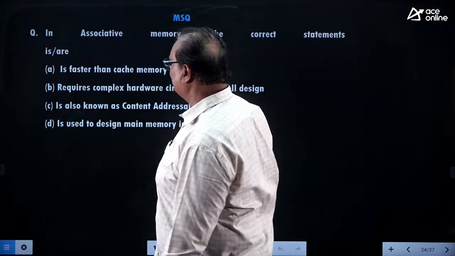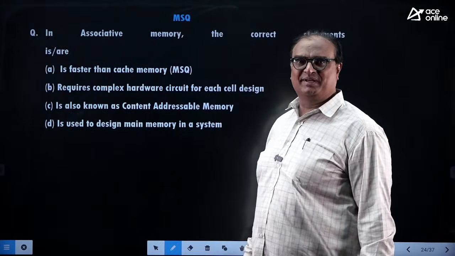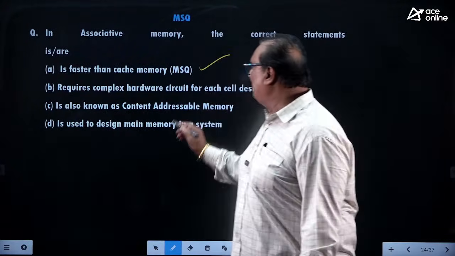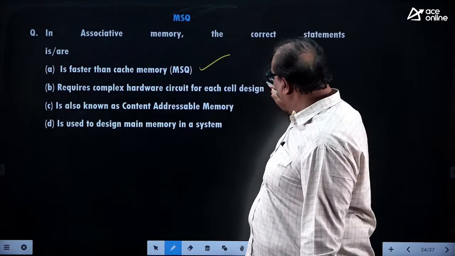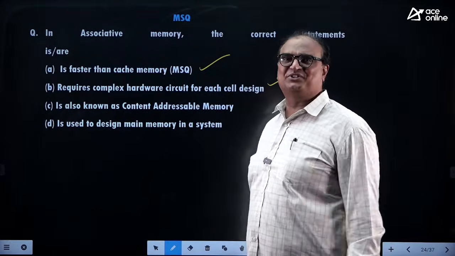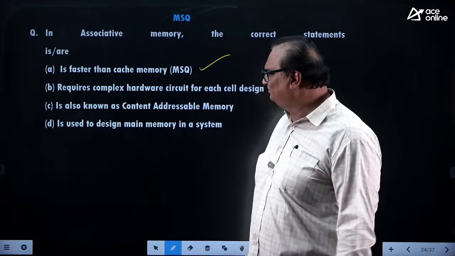Is it faster than cache memory? Associative memory, also known as content addressable memory, is faster than cache memory. Yes. It requires a complex hardware circuit for each cell design. Yes, because for matching purposes, a complex hardware logic circuit is needed, so it is more expensive.